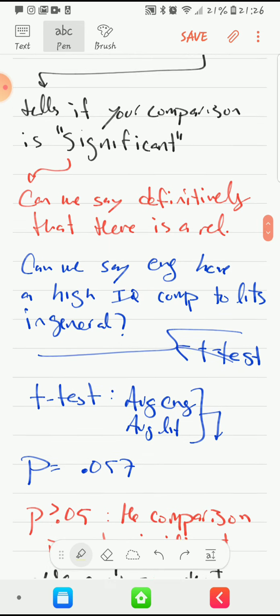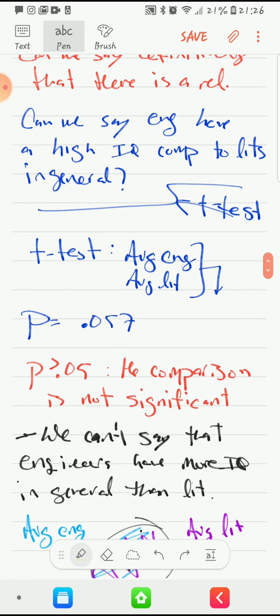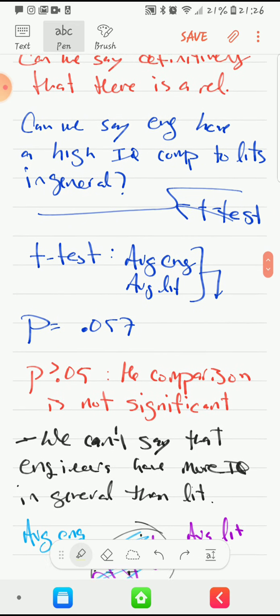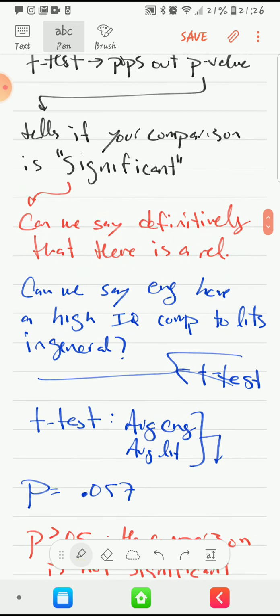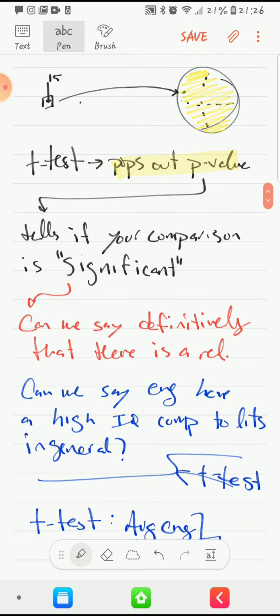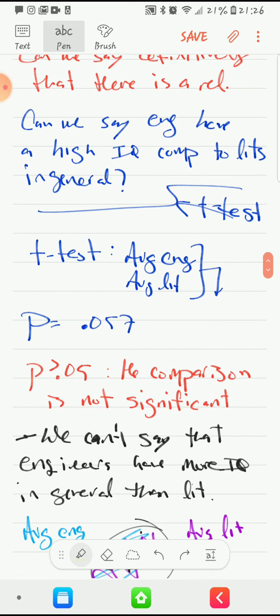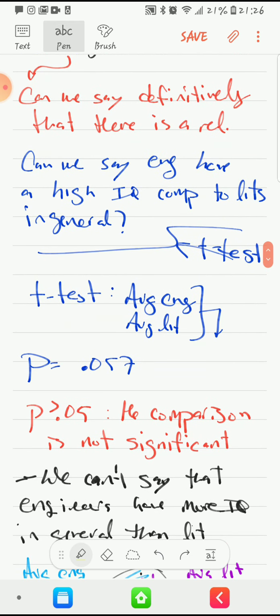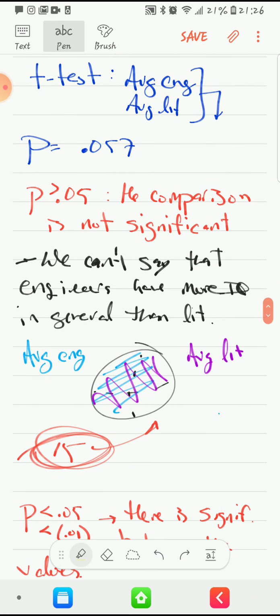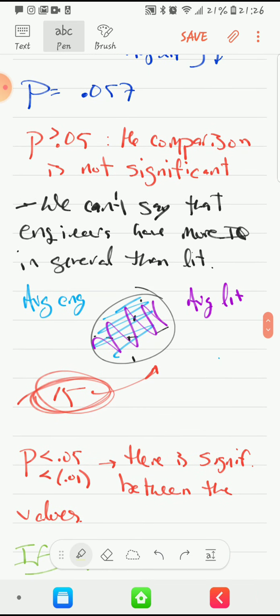And when you do your t-test, it pops out a p-value, right? So where did I put it? Oh, here it goes. It pops out a p-value, where if your p-value is bigger than 0.05, you can say that the comparison that you have is not actually significant. So in our case, just because the engineers had a higher IQ in our sample, that doesn't mean that engineers in general have a higher IQ, right? And so we can't say that they have higher IQ in general.